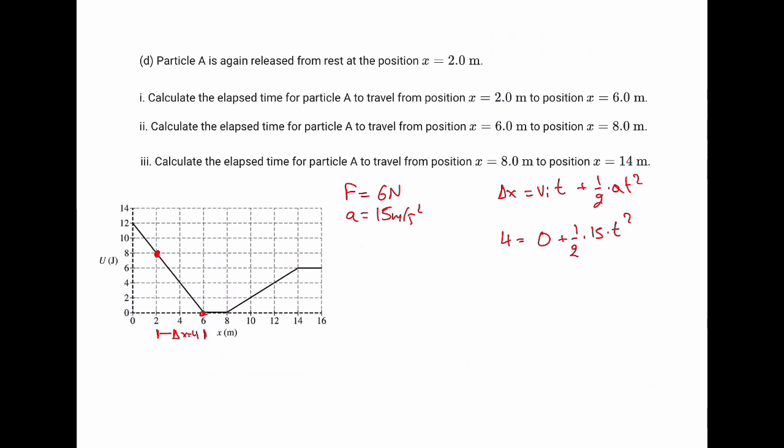So 4 times 2 is 8, this is 15 t squared, and this means that the t is root of 8 over 15 seconds. Either we will leave it like this, the first time is root of 8 over 15, or we can say that the value is 0.73 seconds.